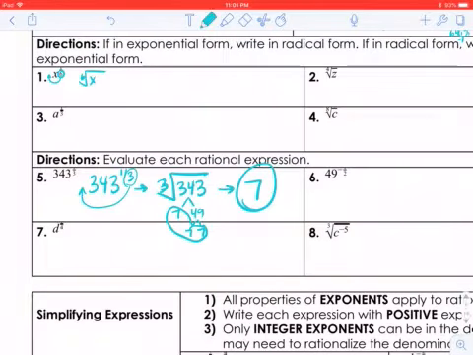You can try these on your own page. So this would be 49 to the negative 1/2 power. This is d to the 1/4. And then this one is in radical form. You can see the whole thing there.